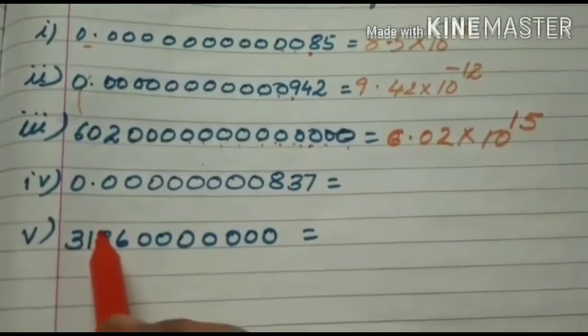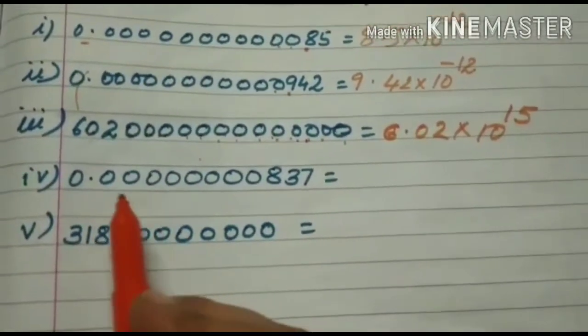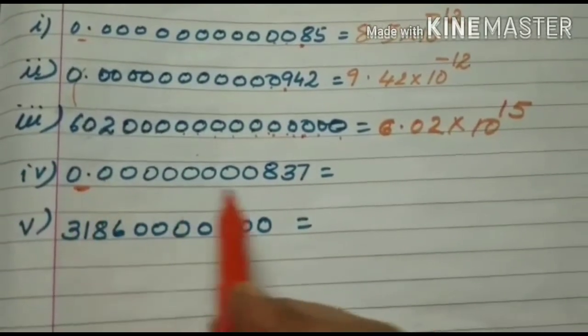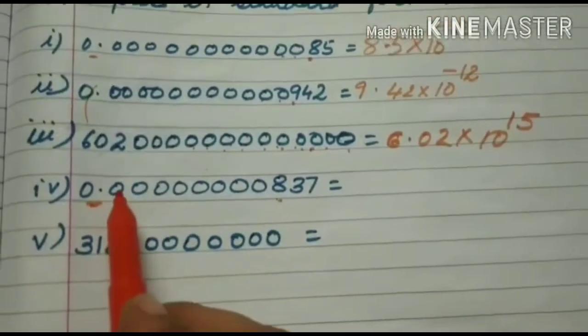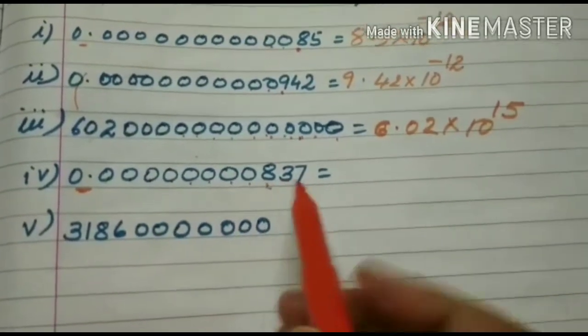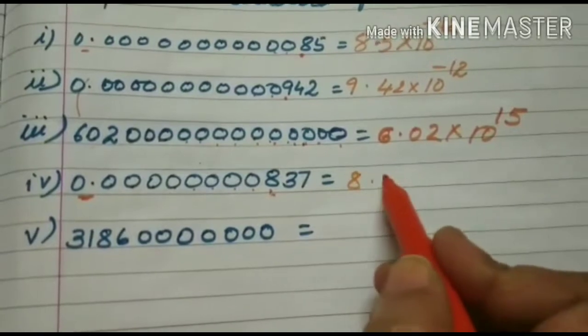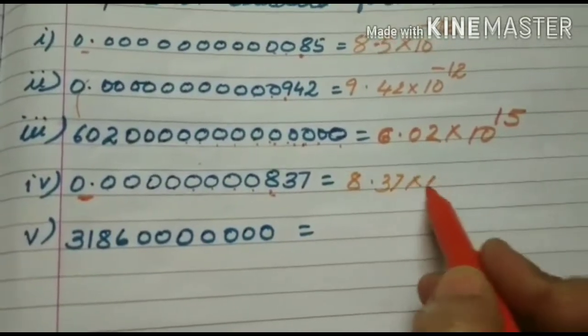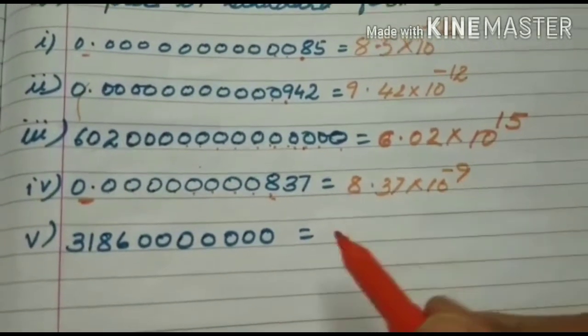Now next is again a small number. We'll start counting till the first digit. So 1, 2, 3, 4, 5, 6, 7, 8, 9. So we'll write 8.37 into 10 raised to minus 9.